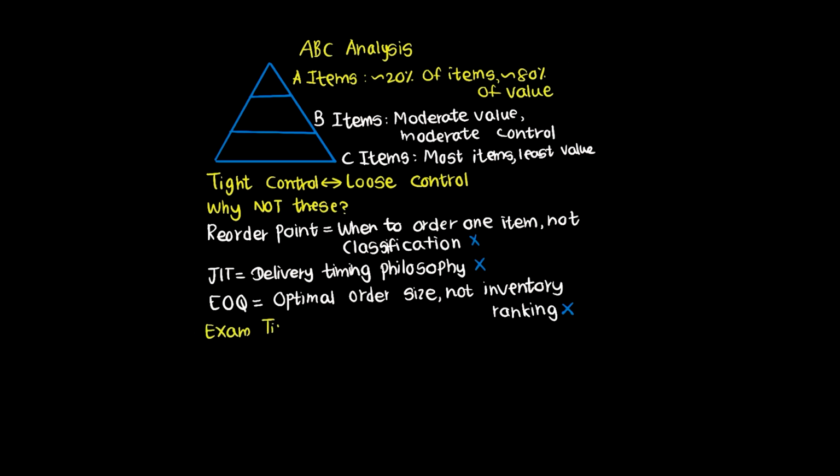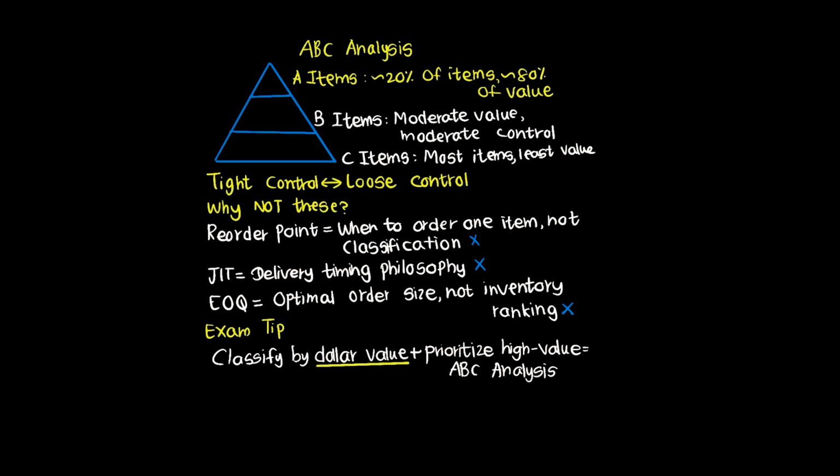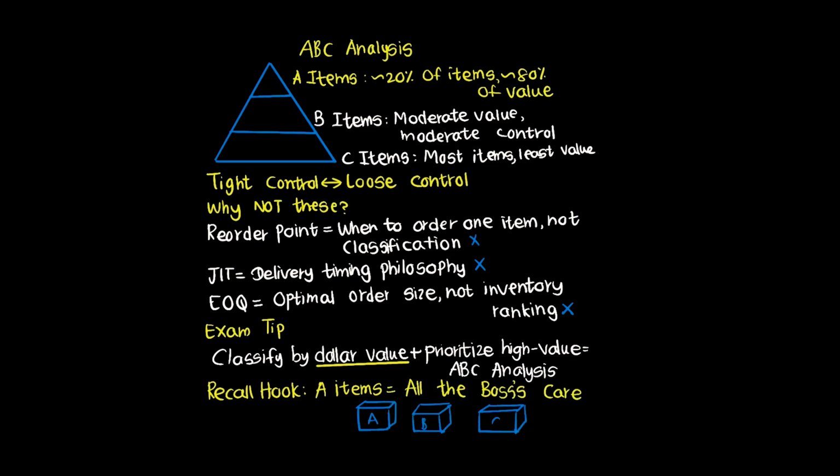Here's a WGU C215 OA exam tip for you. When the question says classify inventory by annual dollar value, or focus attention on high-value items, that is ABC analysis. Quick recall hook. ABC equals A items get all the boss's care.